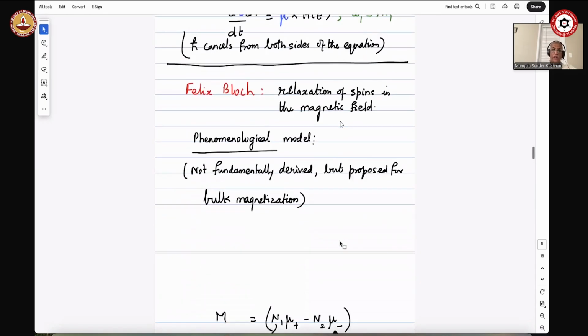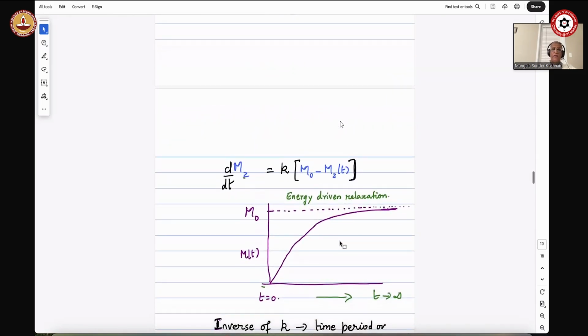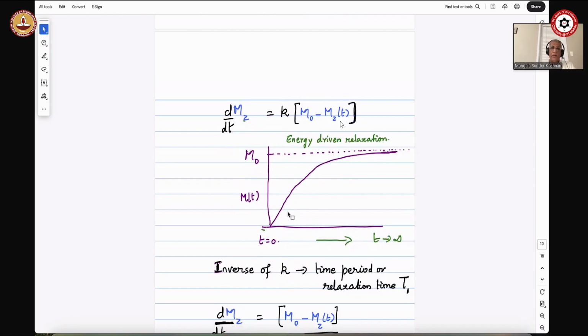And I'll give you only the final equations that Felix Bloch gave. Felix Bloch answered the following. Suppose there is no magnetic field. The spin magnetic moment is zero. There is no magnetization.